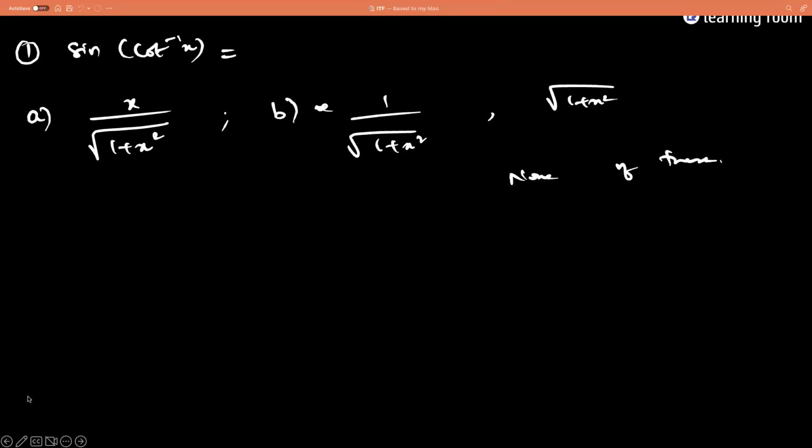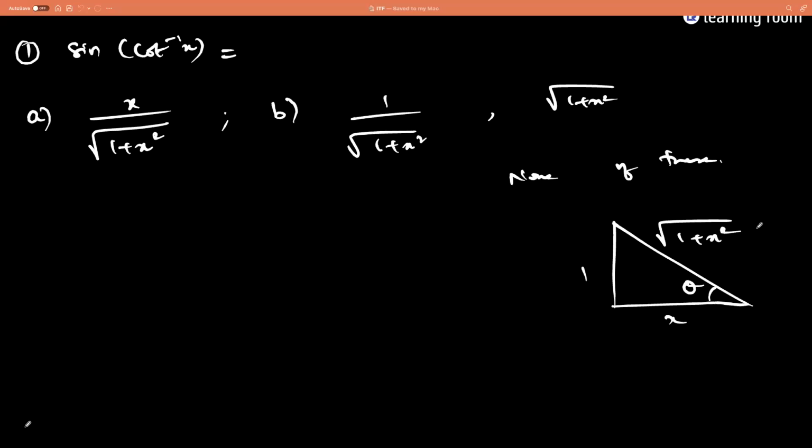So we can take the opposite side as 1 and the adjacent side as x and then find sine inverse of. Correct. So if I take this as theta, what is going to be the adjacent side? X, sir. And opposite side you want to take plus 1. So the hypotenuse will be root of 1 plus x square.